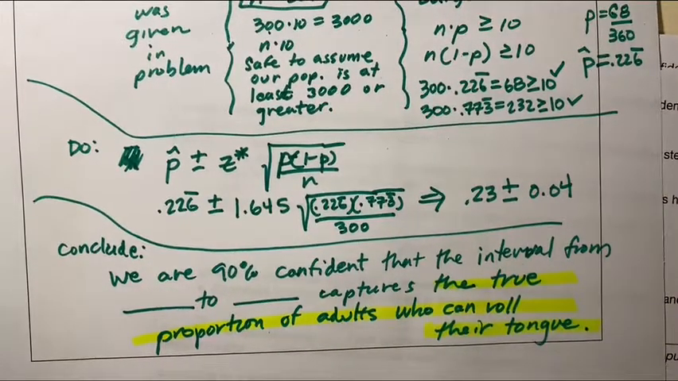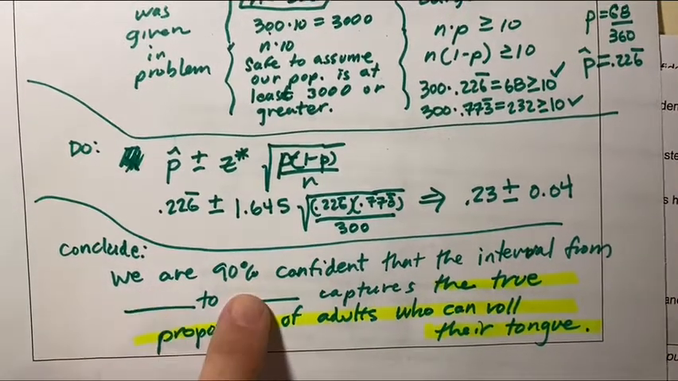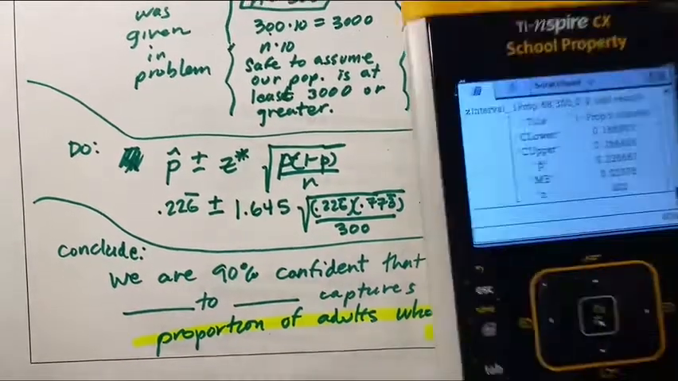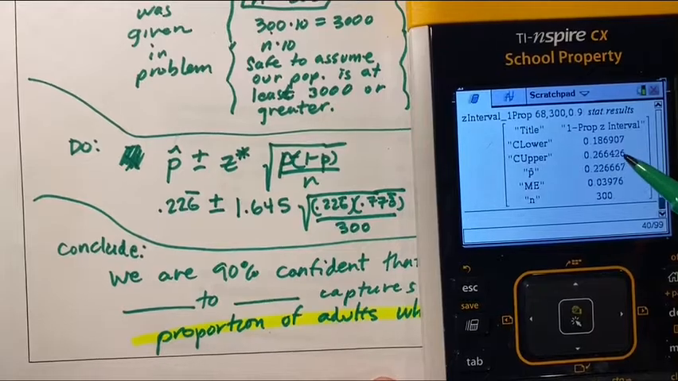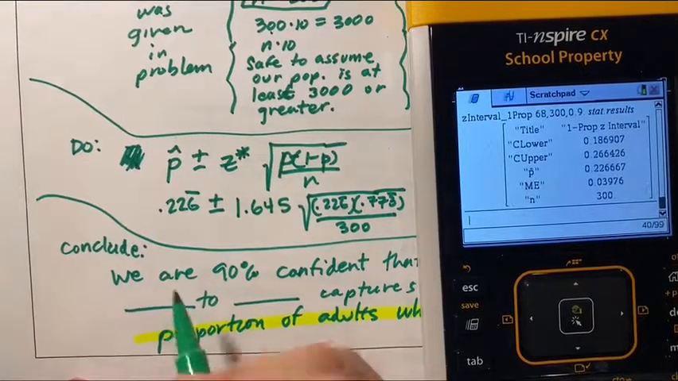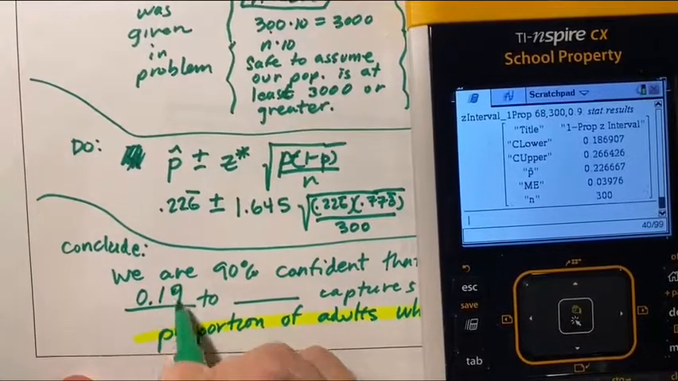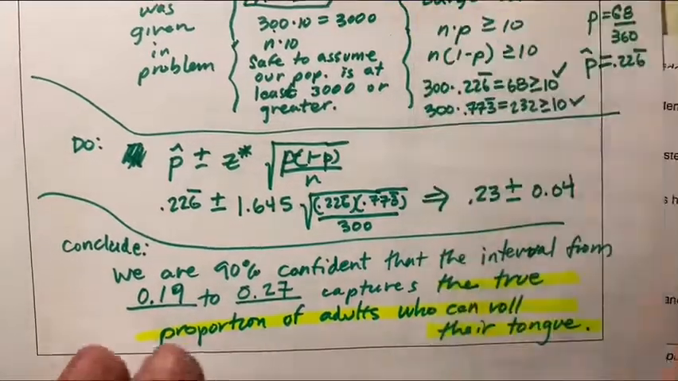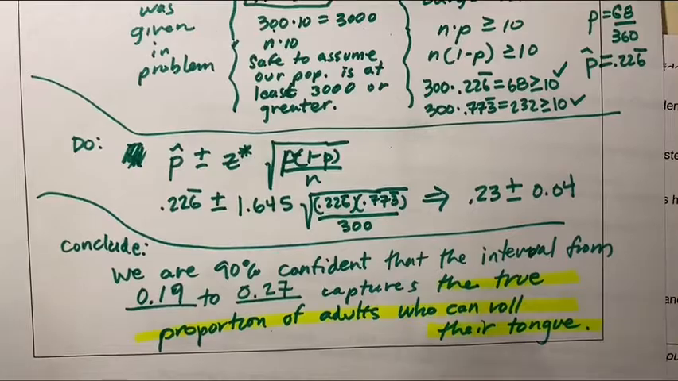Okay, so what's this to this? That's this plus that and that minus that, but you don't even have to do that. Your calculator did it. That's what this C lower and upper is. So I would round this to 0.19 and 0.27. I'm going to call it a day. Good job, guys. See you later.